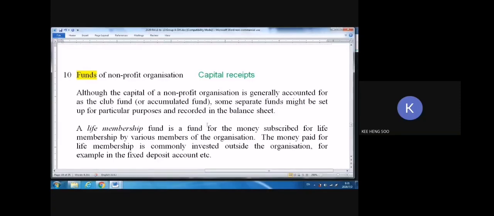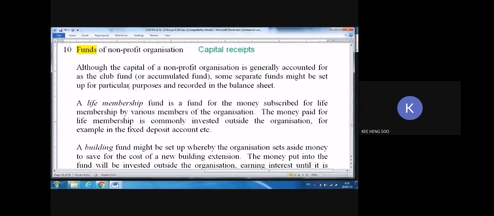So why this fund? For a particular purpose. Can you see that? This one is for special purpose. Life membership fund is one of the special purpose funds. Building fund is also a special purpose fund. That means when members pay this money, you must invest it outside. You keep the money invested in the bank, for example, fixed deposit. So any income earned from the fixed deposit you can use, but the capital sum cannot be used.